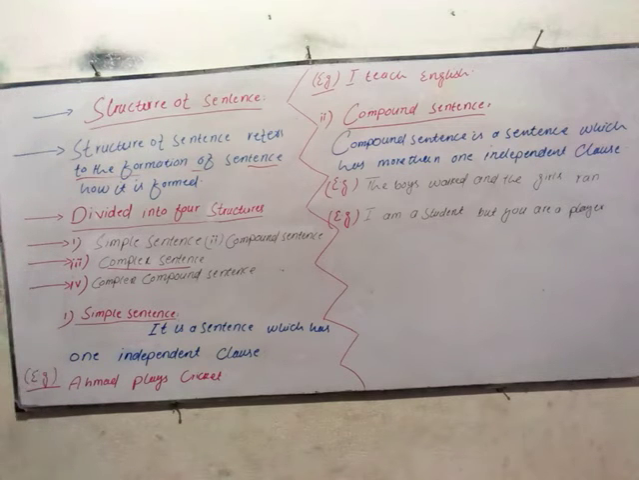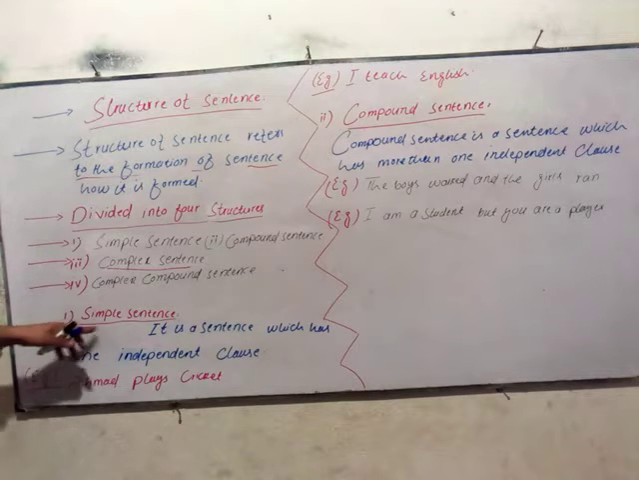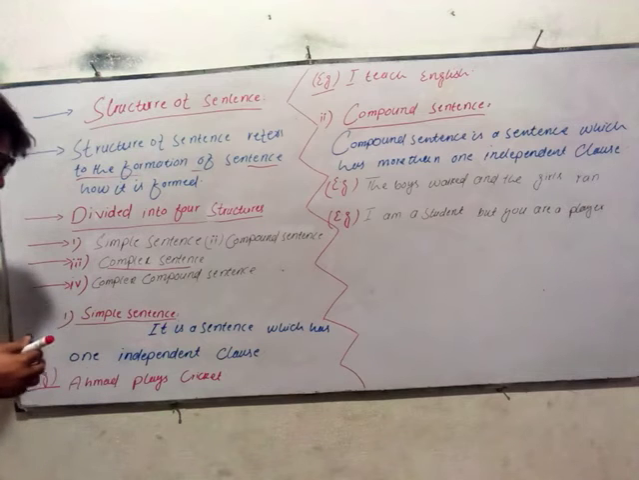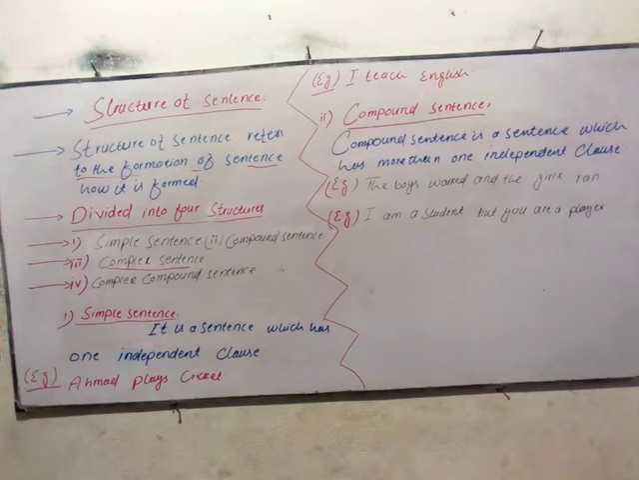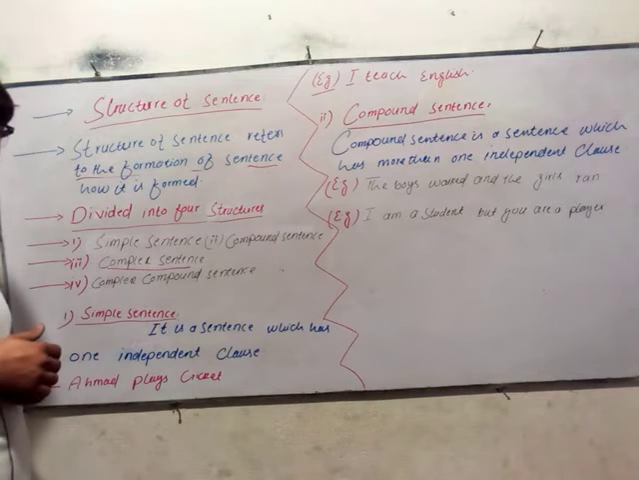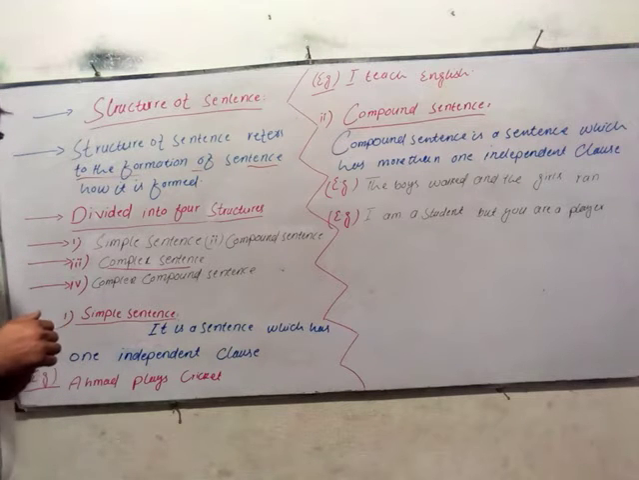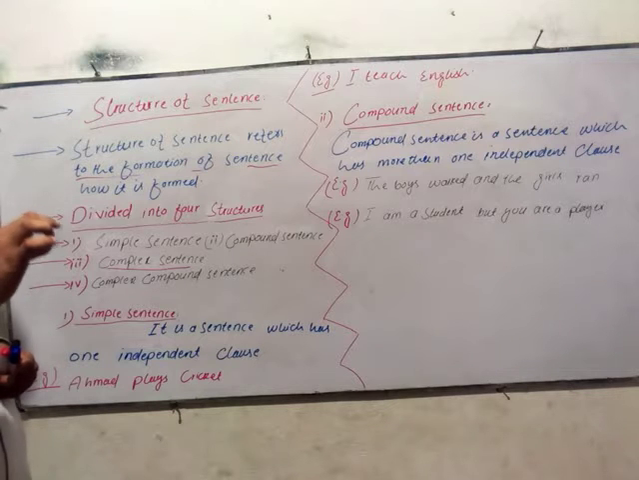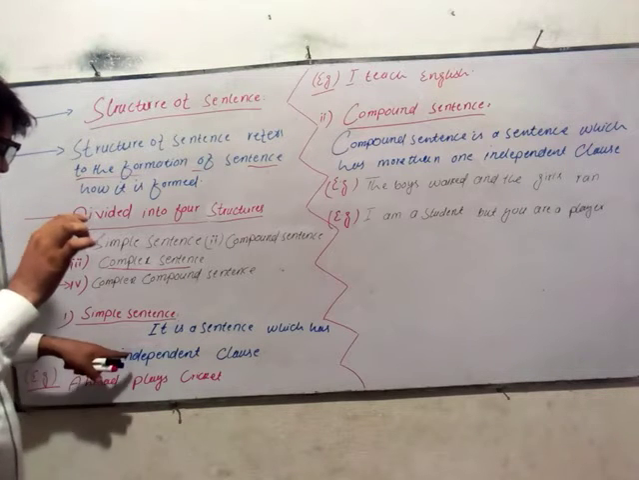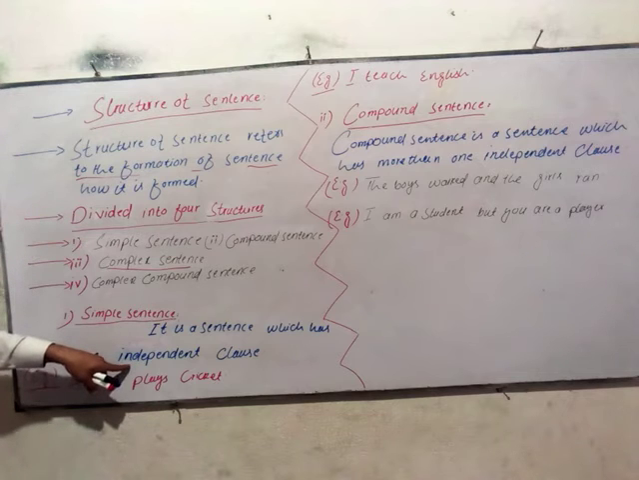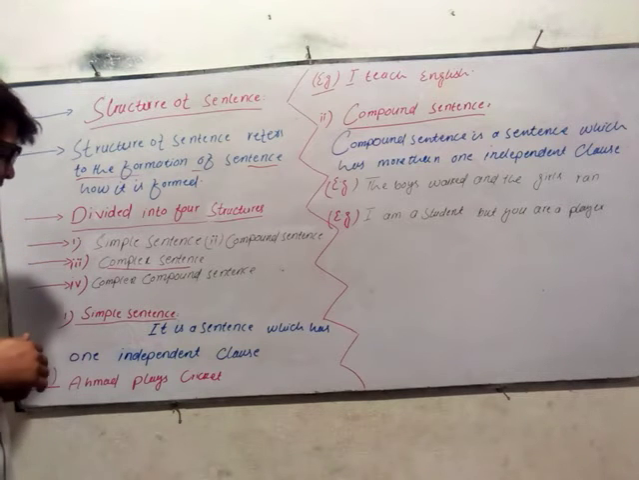Dear students, a simple sentence is a type of sentence which has one independent clause. And what does independent clause mean? Like we also discussed in the last lecture about clauses, a clause has two main types. The first is independent, while the next one is dependent.